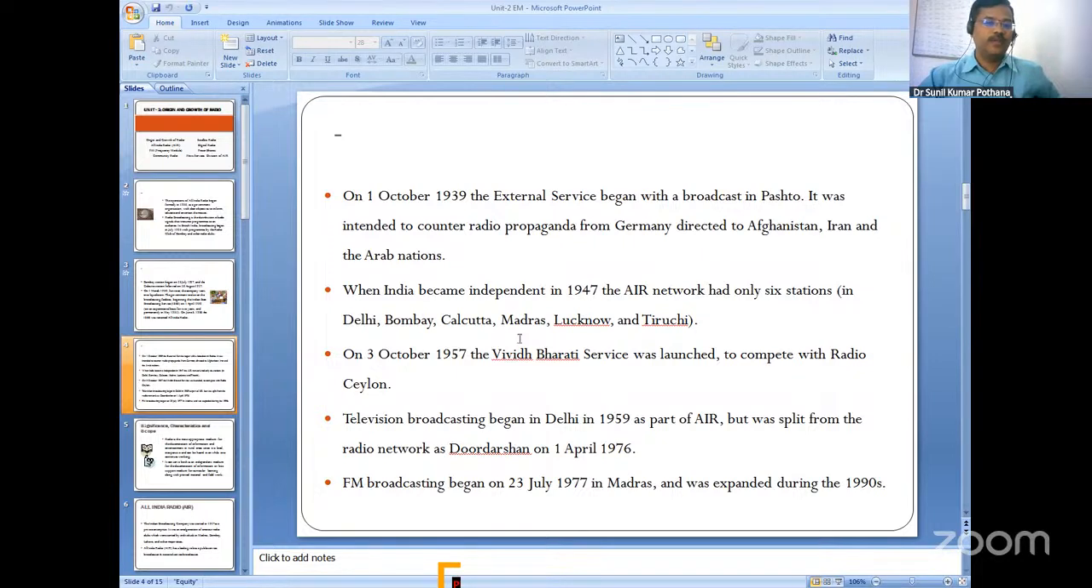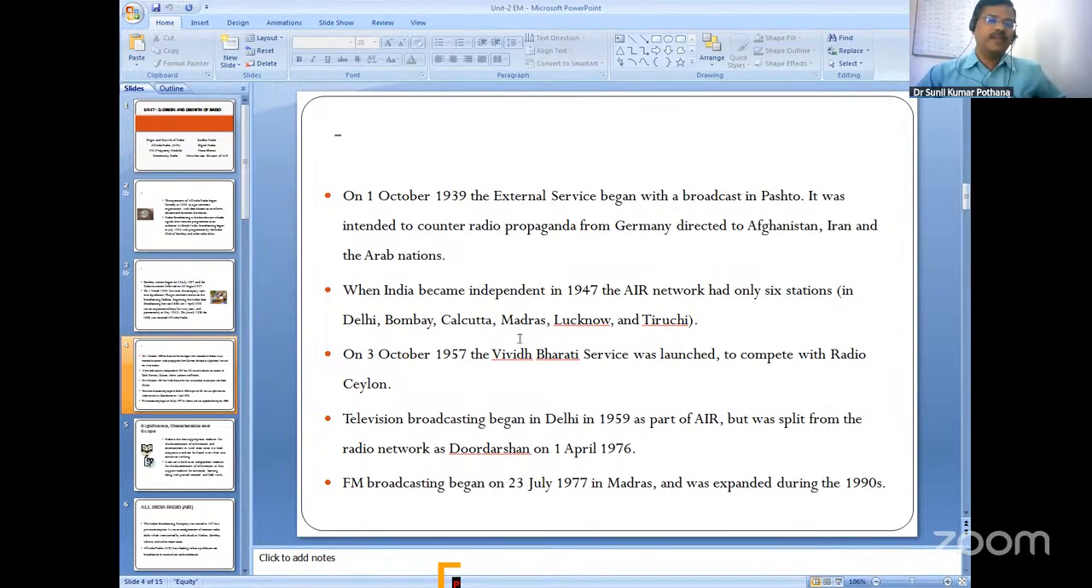When India became independent in 1947, the AIR network had only 6 stations: Delhi, Bombay, Calcutta, Madras, Lucknow, and Tiruchirappalli. On 3rd October 1957, the Vivid Bharati service was launched to compete with Radio Ceylon, which is nowadays Radio Sri Lanka.